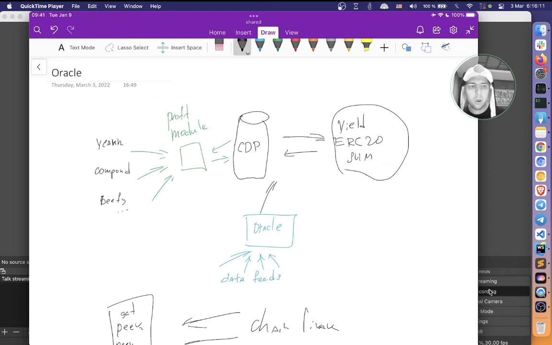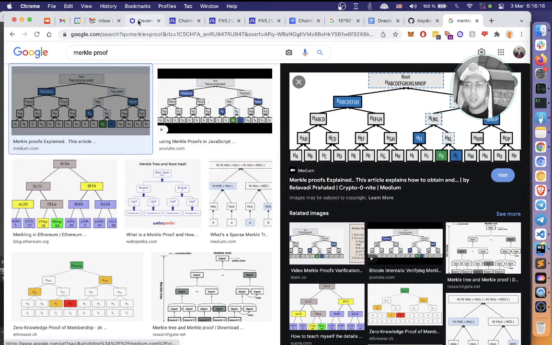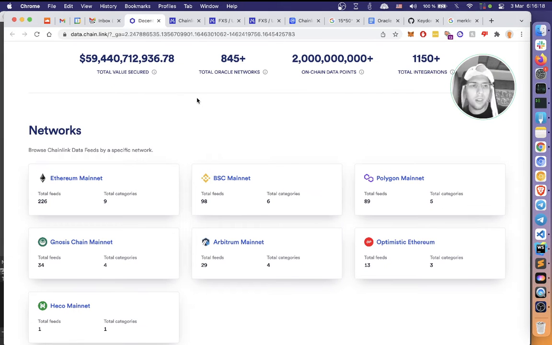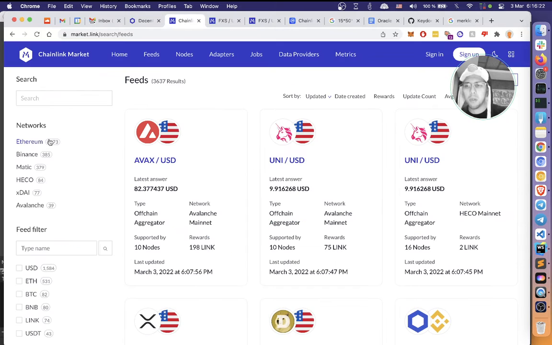And an oracle is a super complex system. Fortunately for us, there already exist many solutions, and the biggest one is Chainlink. So as you can see, Chainlink has a lot of data providers, and these data providers create an astonishing amount of data points on chain. So we can just use Chainlink, right?